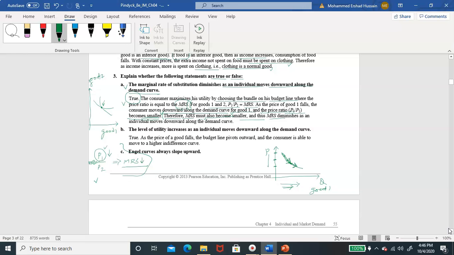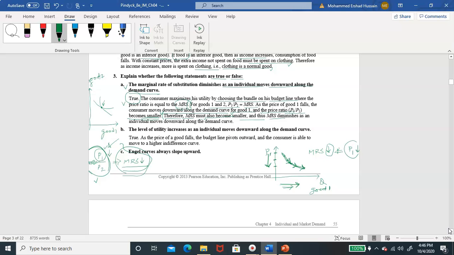As we consume more, remember the law of demand: price and quantity are inversely related. When we consume more Q1, the price P1 is decreasing. Since P1 is the numerator, the slope is decreasing, and since the slope is equal to MRS, MRS will also decrease. So we can easily argue that as we move down the demand curve, MRS is going to decrease. This is the result of the decrease in P1, which is the numerator in the MRS formula.